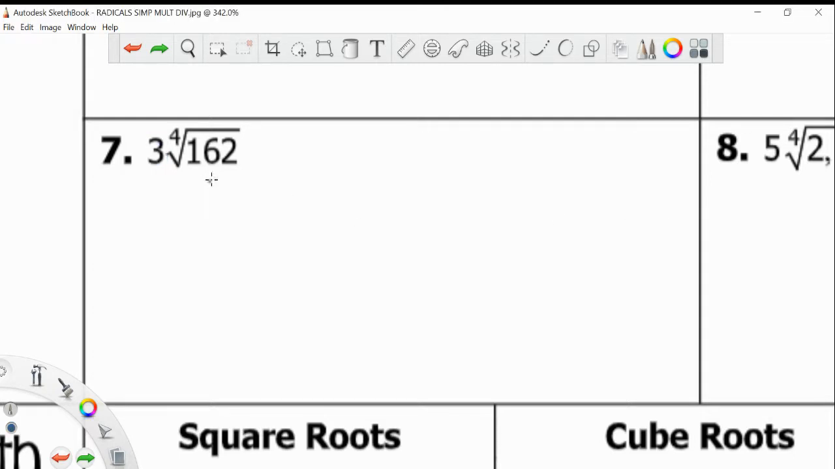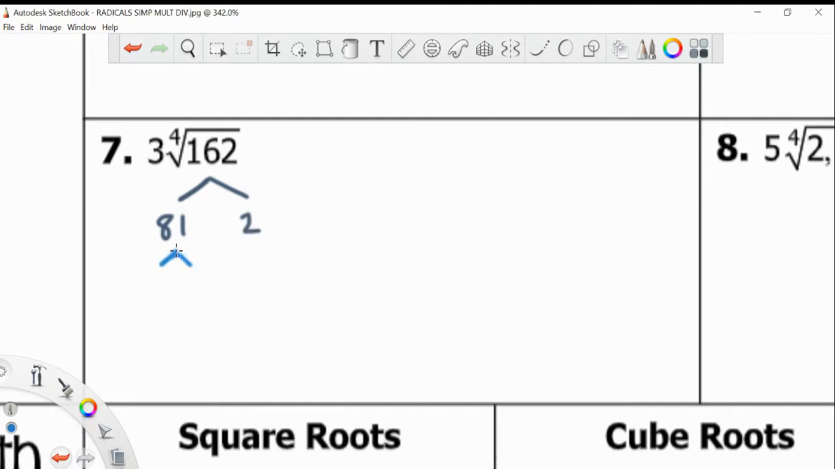But first of all, 162. Is that a perfect fourth? Who knows? Because nobody has the fourths memorized. Let's just break it up. What two numbers multiply to make 162? A little weird. 81 and 2. Yeah, easy. Great job.